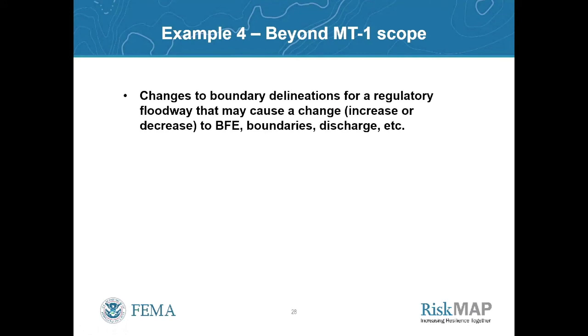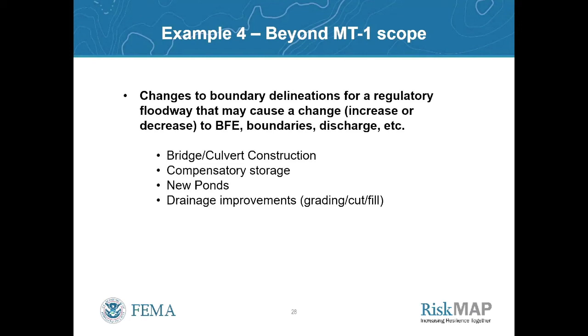Changes to boundary delineations for a regulatory floodway that may cause a change, increase or decrease, to BFEs, boundaries, discharge, etc. This is the next major bullet point from the MT1 technical guidance document. This can include new bridges or culvert construction, adding compensatory storage, building new ponds, or basically any drainage improvement, grading, cut, fill that occurs within a regulatory floodway.